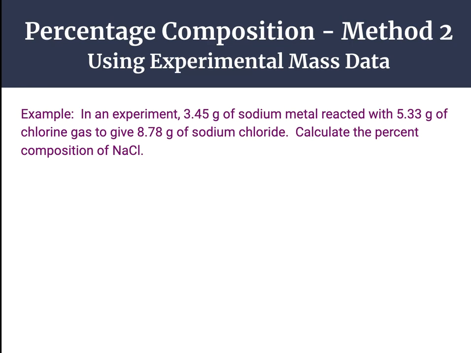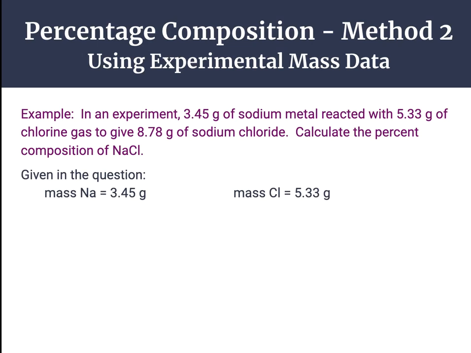In some questions, you might not be given all three numbers, because you can determine them. If you were only given the 3.45 and the 5.33, you could add them up to get the total. Or if you were given the total and only one of the elements, you could subtract to find the other element. So we calculate the percent composition of sodium chloride using this data.